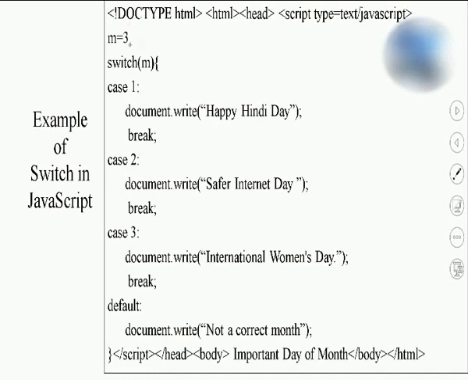Here, instead of m is equal to 3, if I write m is equal to some other number which is not in any of the cases, meaning instead of 1, 2, 3, if I have any kind of number over here, let us say I enter the number 30, then obviously it is going to enter the default: not a correct month.